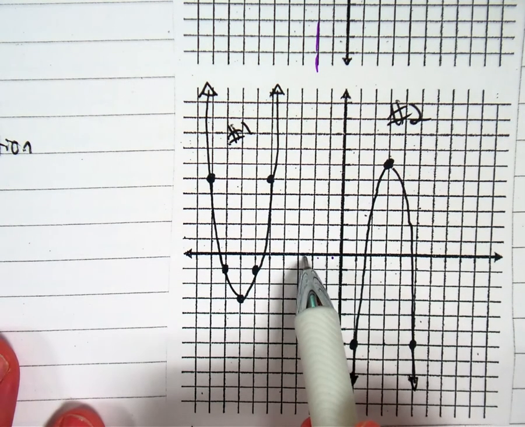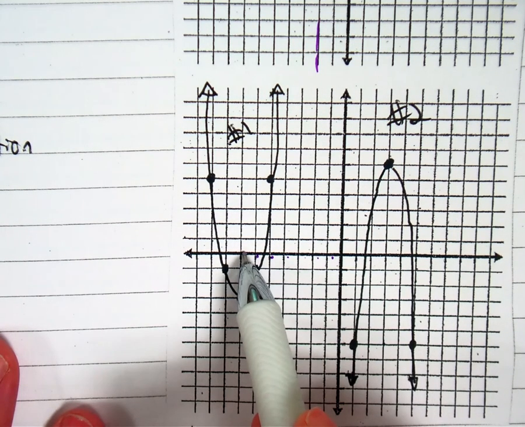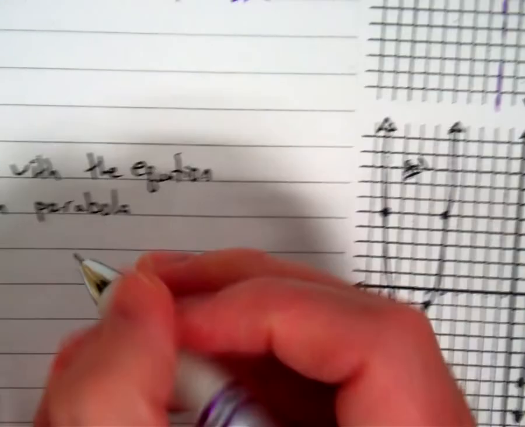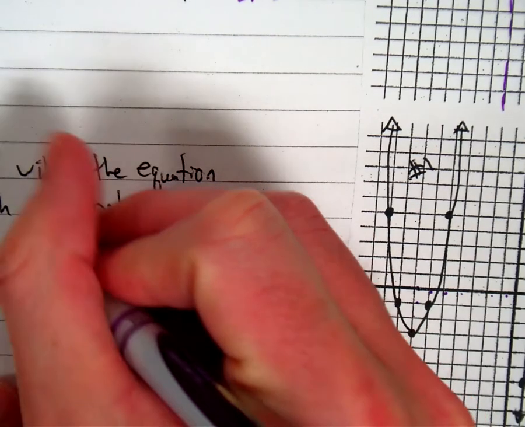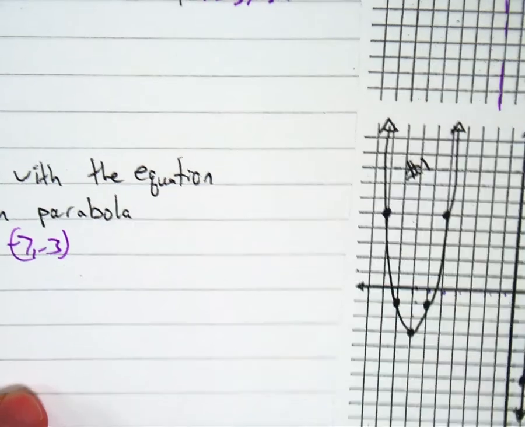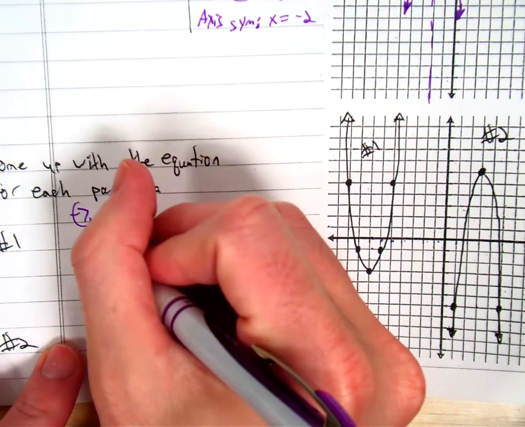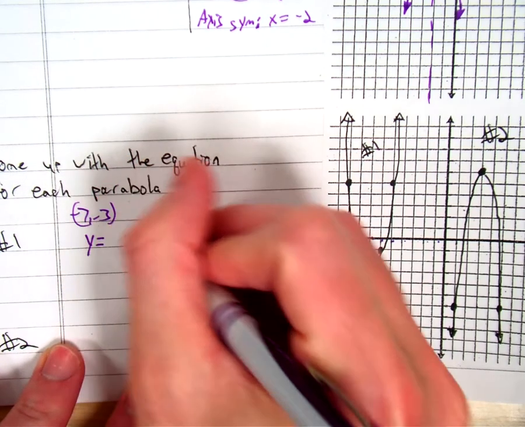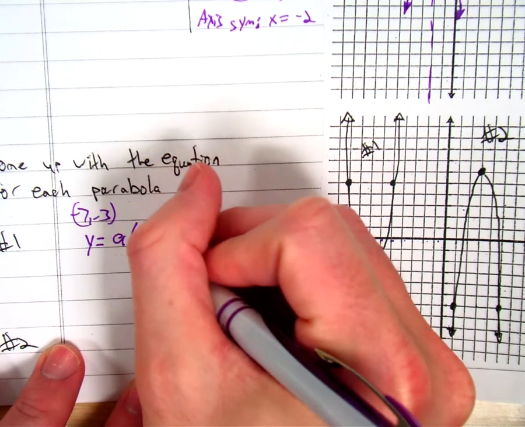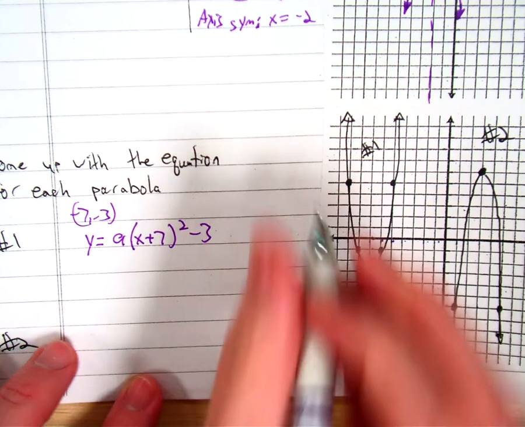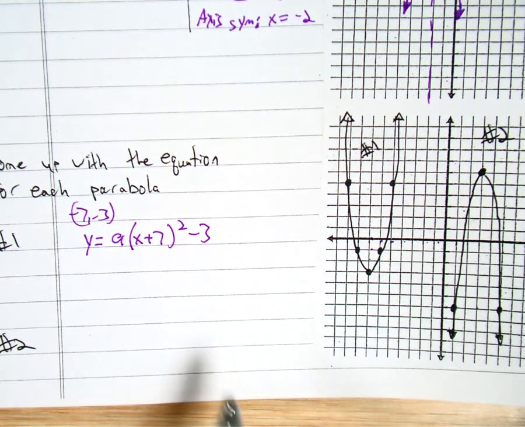Where's my vertex at? Negative 1, 2, 3, 4, 5, 6, 7, negative 7, negative 1, 2, 3. So my vertex is at negative 7, negative 3. Okay, so I can get a good start on this. Y equals A times opposite, so x plus 7 squared minus 3.